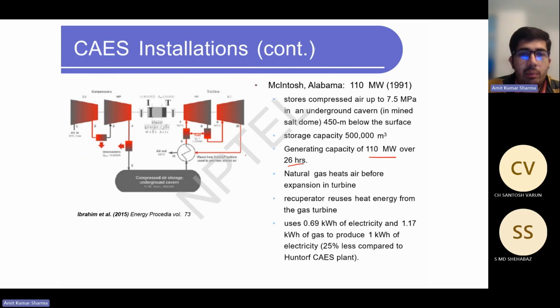Natural gas heats air before expansion in turbine. Recuperator, we use heat energy from the gas turbine. It uses 0.69 kW of electricity and 1.17 kW of gas to produce 1 kilowatt hour of electricity, 25% less compared to a CC plant. So it is more efficient.